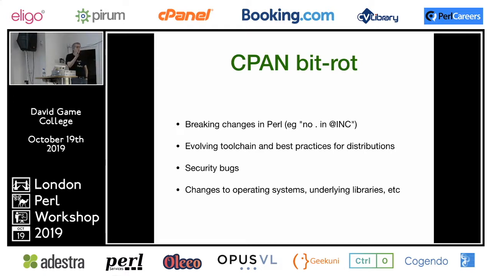So for a long time, @INC is the list of directories that Perl will look for modules. So when you type use foobar, it will go and look in all those directories. And for a long time, by default, dot, the current directory, was in that path. And it made it easy, and lots of tests, in particular for distributions, relied on this to pull in test modules.